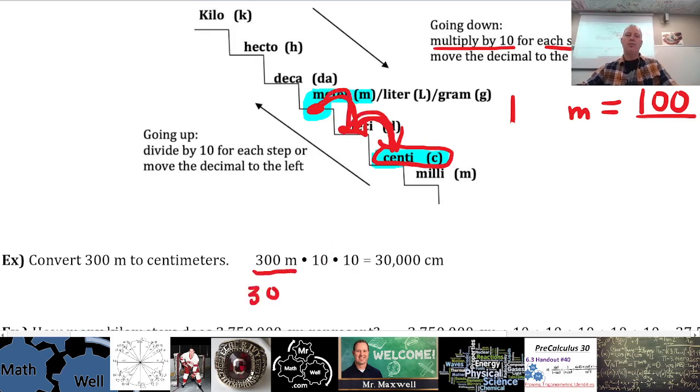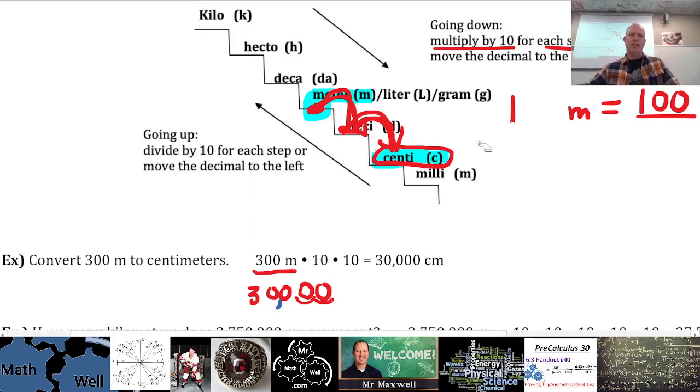Or I move the decimal place, which is always at the end of the number if it's not shown. I move that over one spot for the times 10 and another spot for times 10. And now I have 30,000 centimeters. You see that? So if 1 meter contains 100 centimeters, then 300 meters would be 30,000 centimeters. You just times by 100.